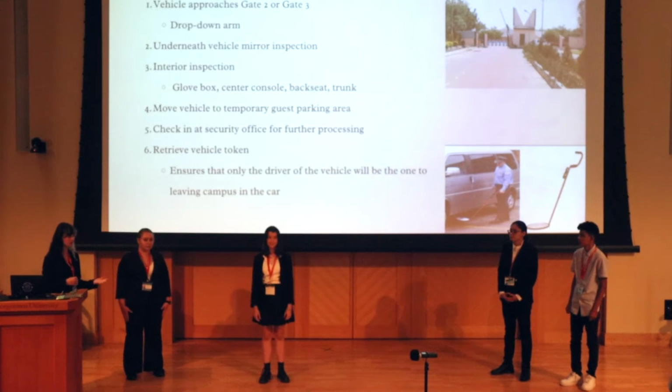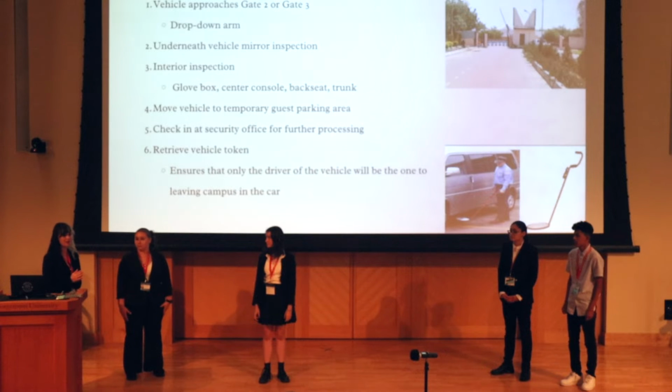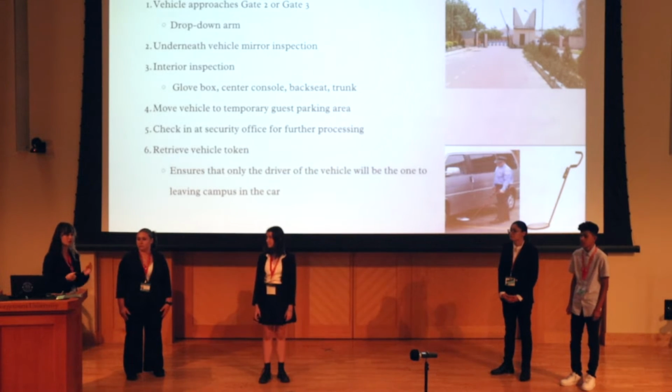Like mentioned earlier, those are the only gates with vehicle transportation allowed through them. Once they pull up to the gate, one guard will conduct a vehicle underneath mirror inspection. While that is going on, another guard is going to ask the driver and any other passengers to step out of the vehicle, do a quick pat down, and then a quick interior vehicle inspection, which includes looking at the console, the glove box, the trunk, and back seat.